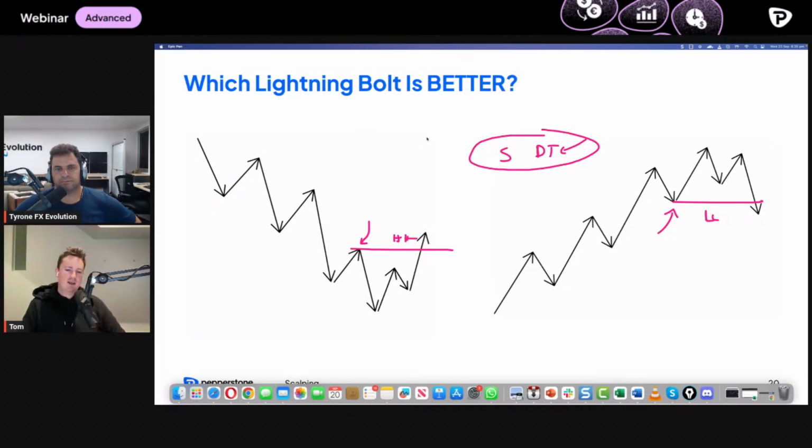If you're a swing trader, you can afford, because of the higher time frame, to be a little bit more relaxed, I guess, with your setup. But when it comes to day trading and scalping, you have to be very accurate. So we're looking for that higher high or lower low, and that's usually the better lightning bolt beginning.